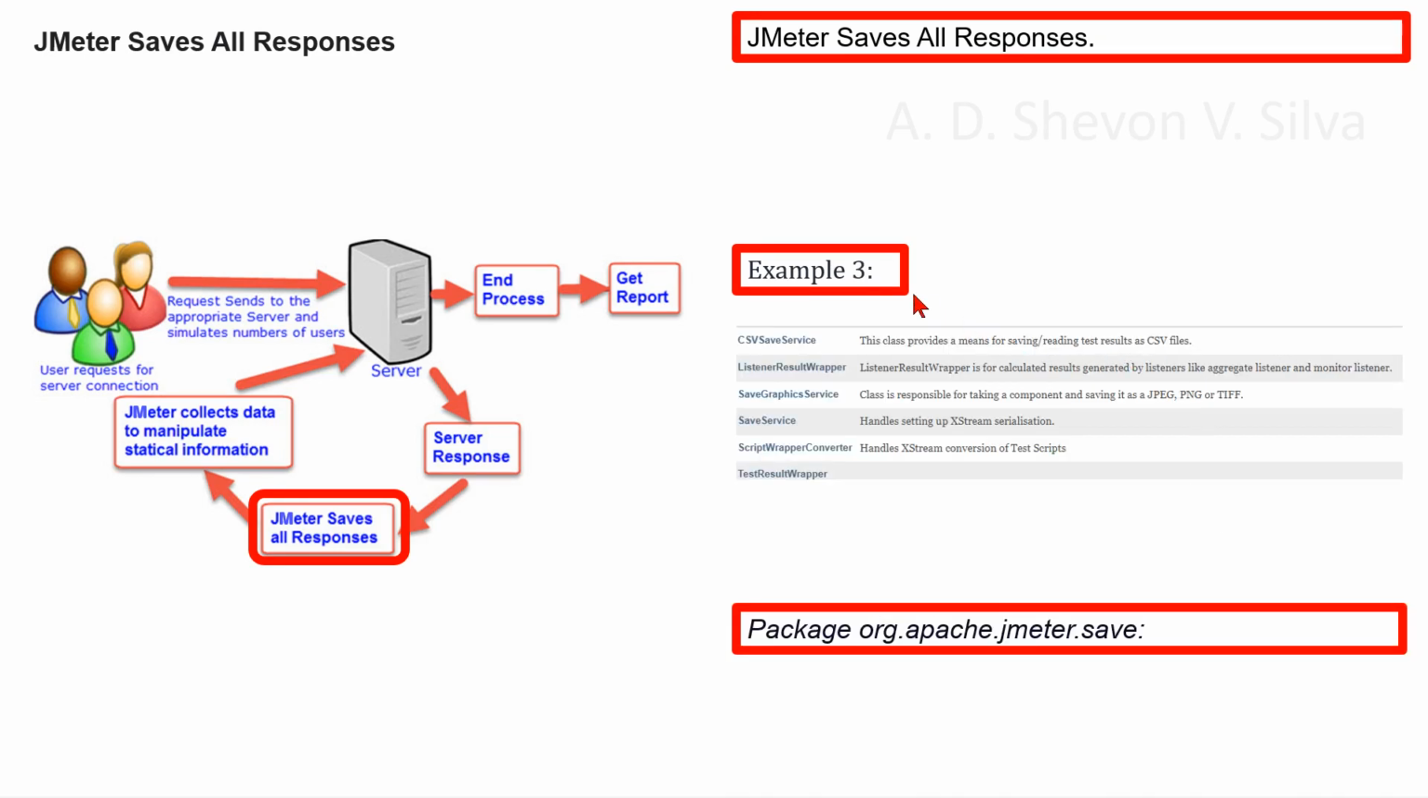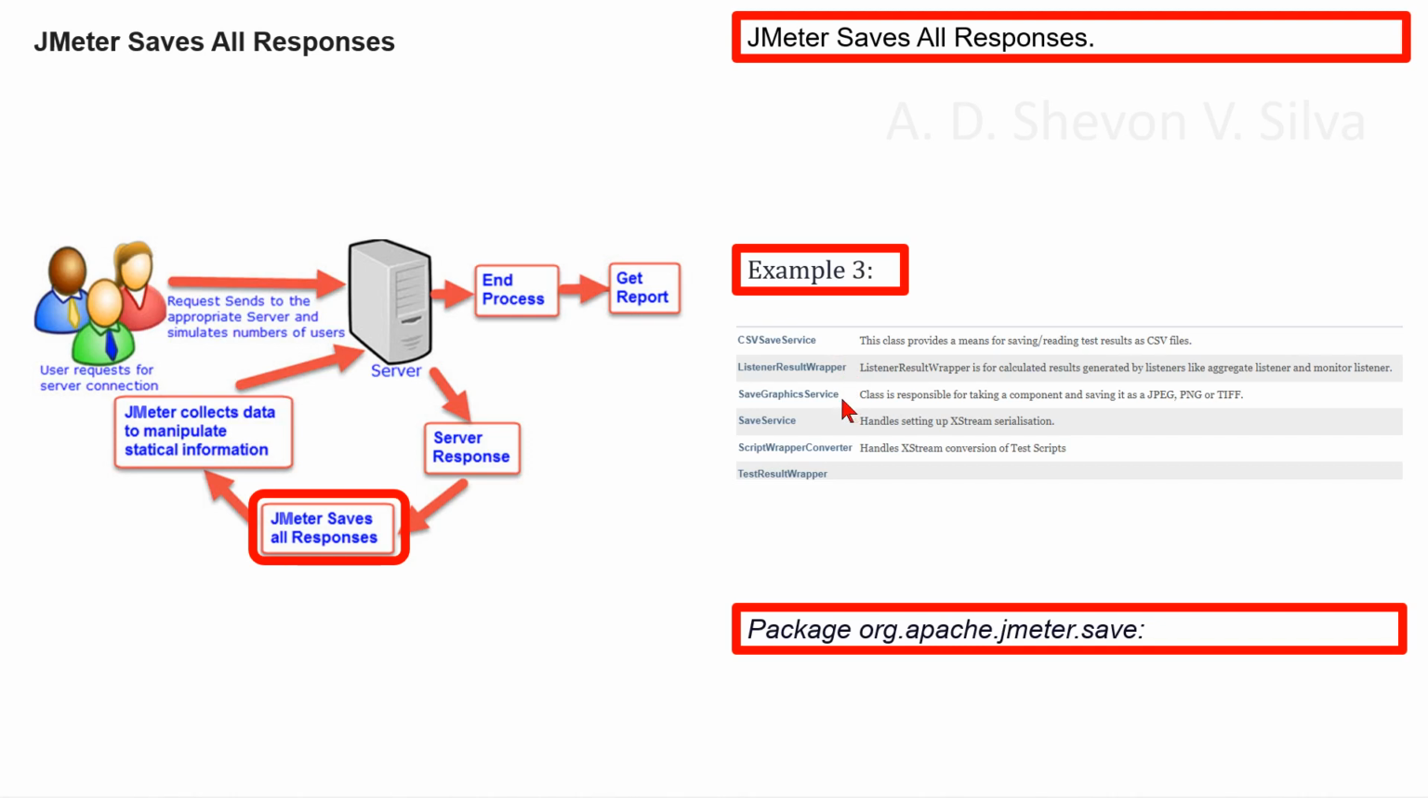Here you can see the classes in the package org.apache.jmeter.save, and we can consider the package org.apache.jmeter.save as an example also. Here, the CSV save service. This class provides the means for saving or reading test results as CSV files. Listener result wrapper: the listener result wrapper is for calculated results generated by listeners like aggregate listener and monitor listener.